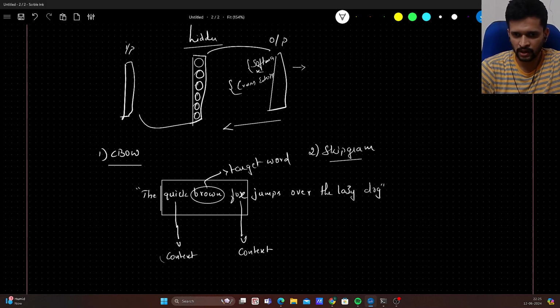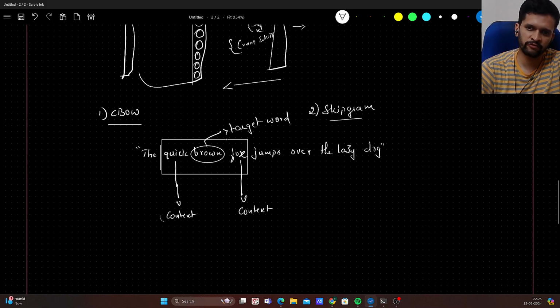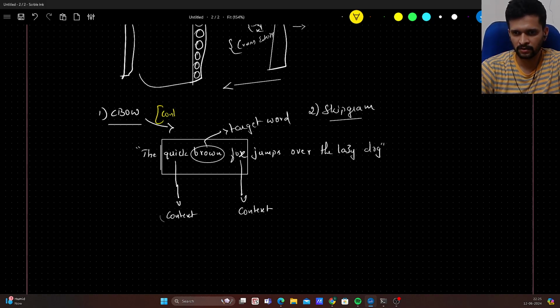Okay. So now we will train our model: given quick and fox as input, we will train our neural network model to predict brown as our target word. In the process of predicting, we will use back propagation and update the weights till we achieve the desired output. So this is the case of CBOW. CBOW stands for continuous bag of words.